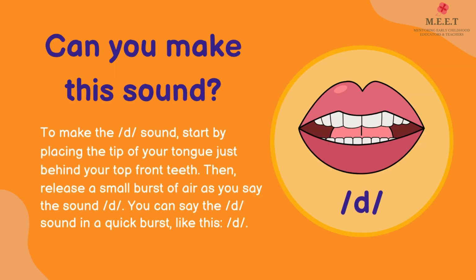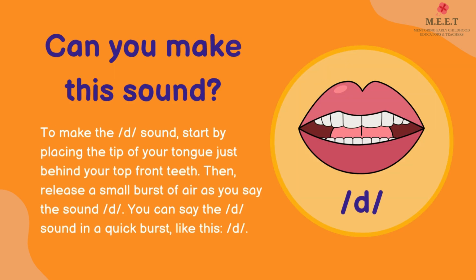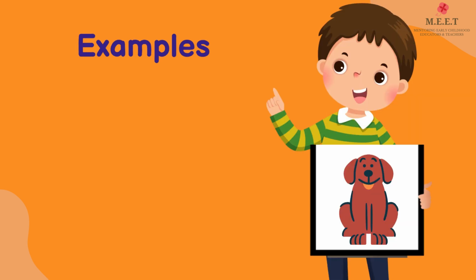To make the D sound, start by placing the tip of your tongue just behind the top front teeth. Then release a small burst of air as you say the sound D. You can say the D sound in a quick burst like this, D.